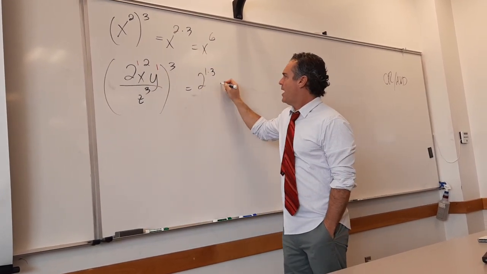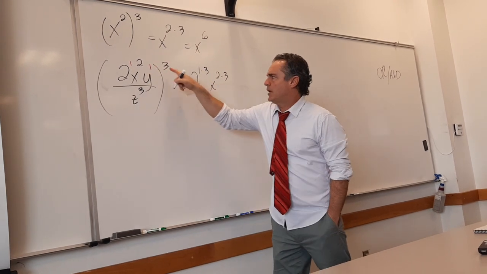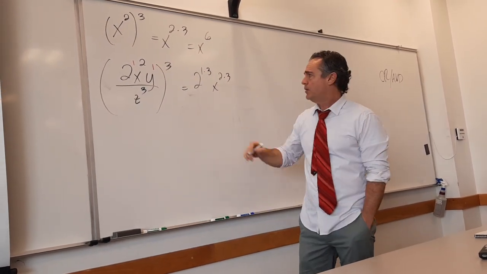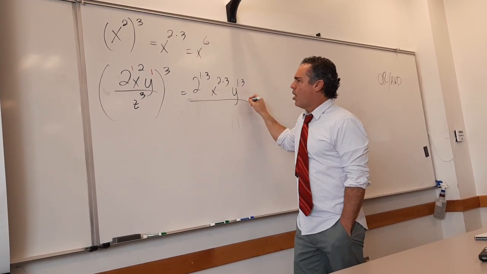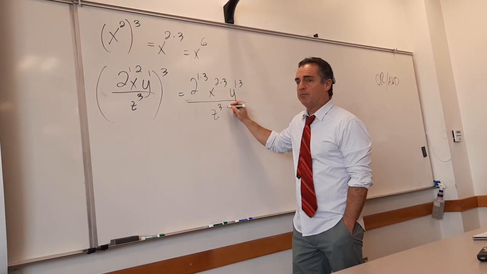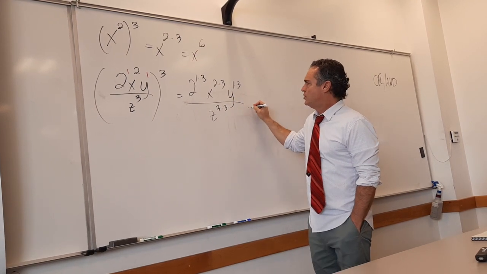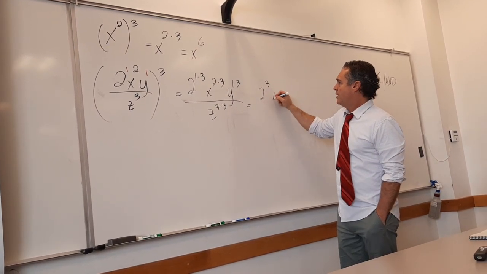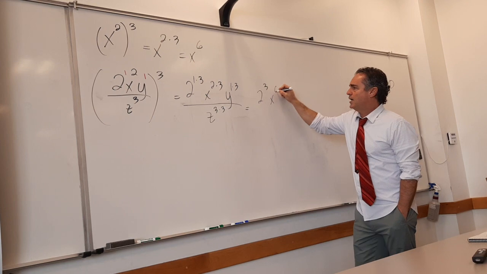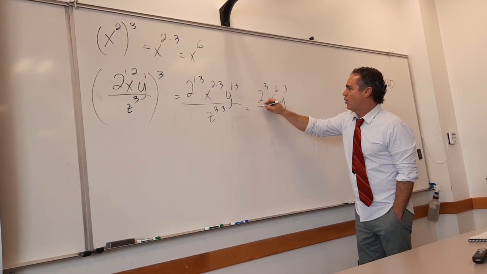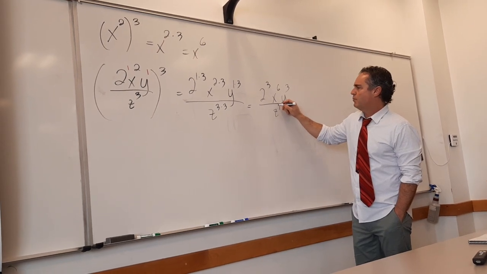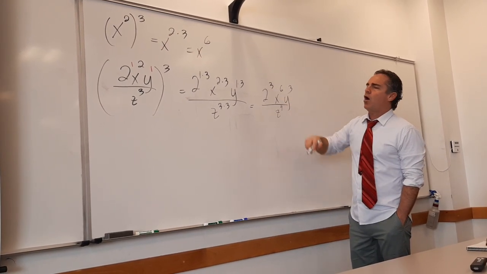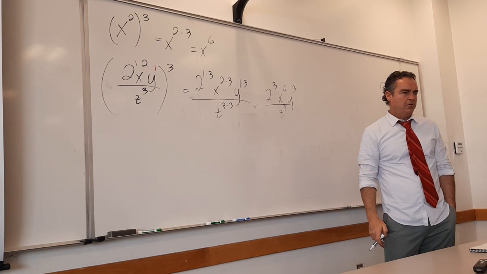I mean everything. And so this equals, look up here, 2 to the 1 times 3, x to the 2 times 3. This is distribution, right, Faye? y to the 1 times 3, all over z to the 3 times 3, which equals 2 to the third, x to the, help me, 6th, y to the third, all over z to the 9th, because they're being multiplied. Can you call 2 to the third something else?